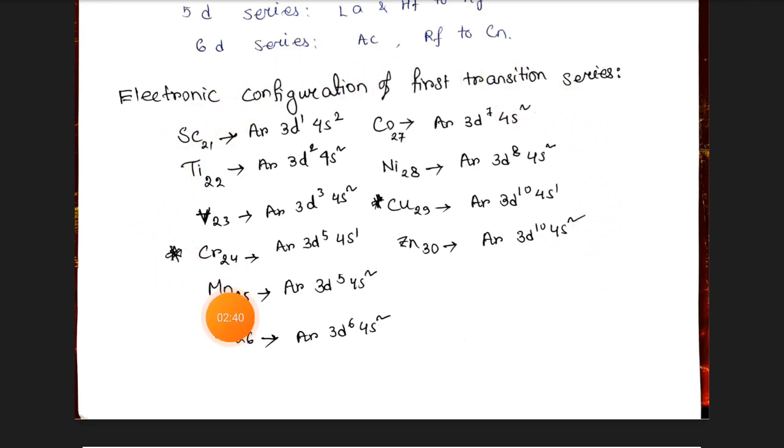These are all the electronic configurations. You have to remember all the atomic numbers and the electronic configurations. Okay, and basically chromium and copper are often asked in the exam due to their exceptional electronic configurations. Okay, you have to remember this.